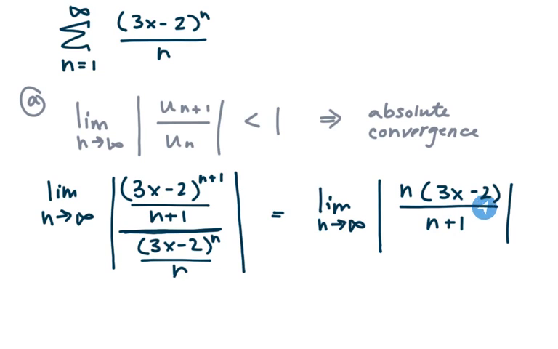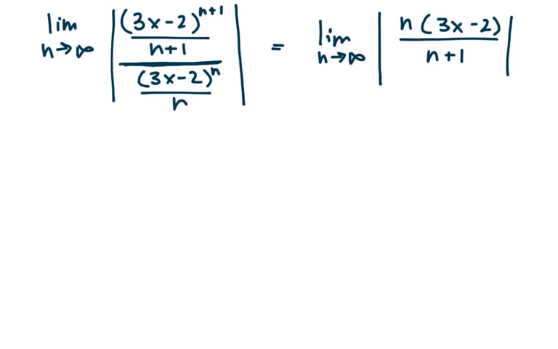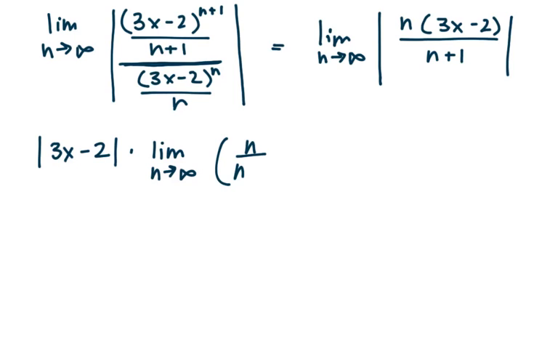Since we're not dealing with any x's in our limit, I'm going to pull that 3x minus 2 out in front. I'll leave absolute value bars around it. So the absolute value of 3x minus 2, times the limit as n goes to infinity of n over n plus 1. We want this to be less than 1.